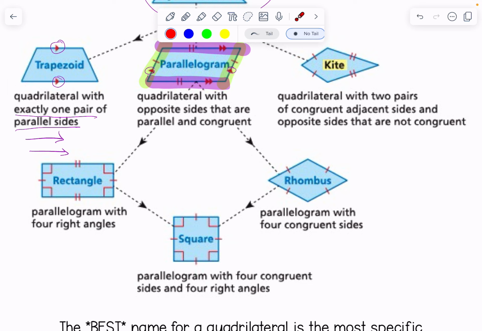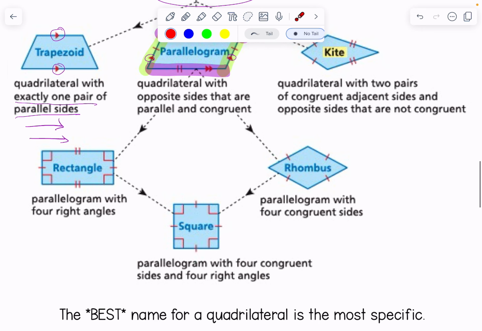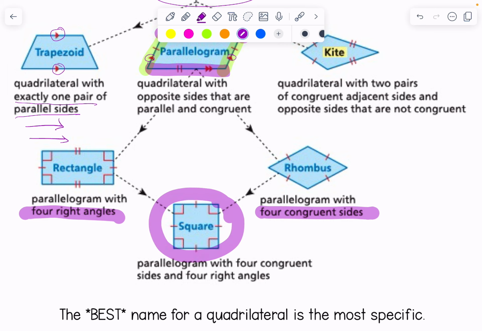From there we have multiple different categories. So you might just have a parallelogram that is only a parallelogram and doesn't have these other specific traits. But if you have a parallelogram that has four right angles also, we call that a rectangle. If you have a parallelogram that has four congruent sides, we call that a rhombus. And then when you have a parallelogram that has the four right angles and the four congruent sides, we call that a square.